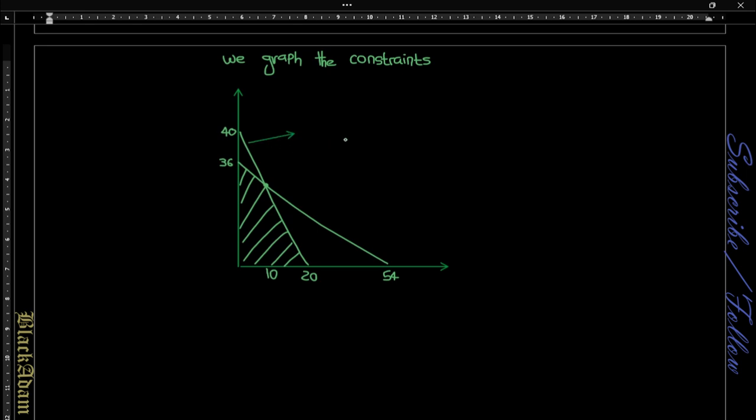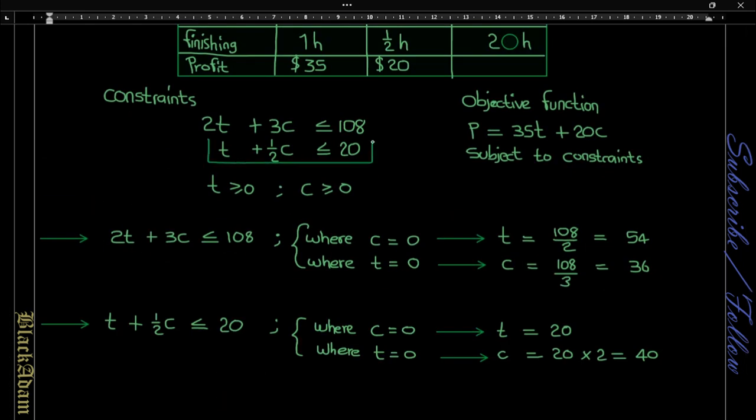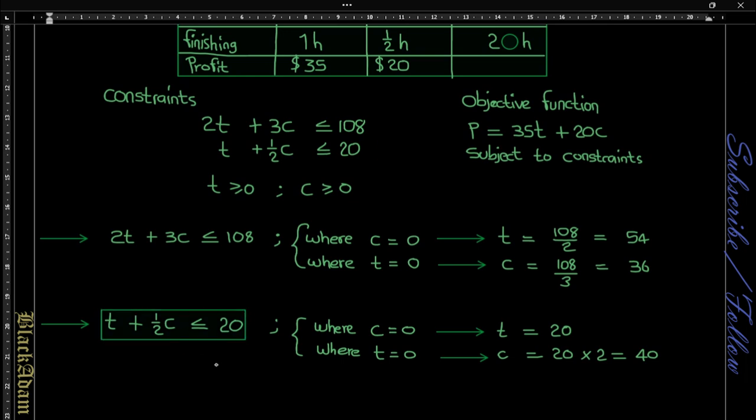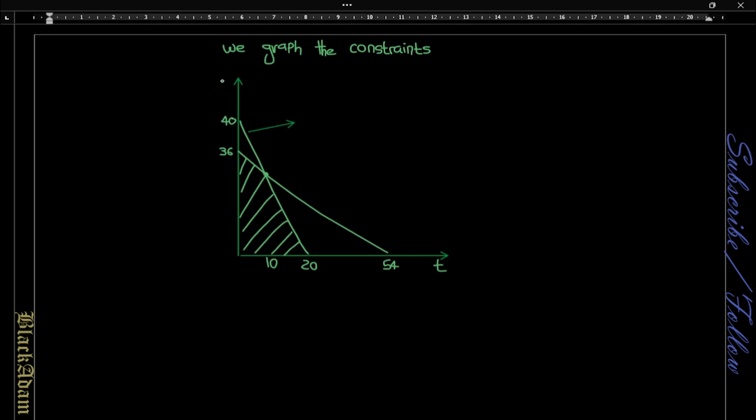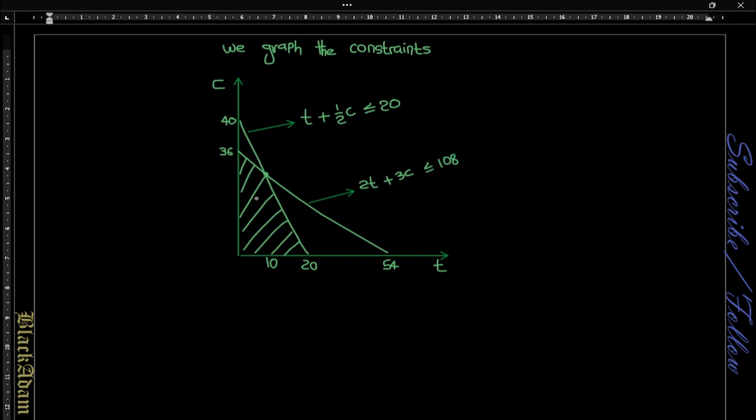Okay, so let's take the equations of the two graphs. We have that one there, t plus half c, which is less than or equal to 20, and then 40. So we have t and c, and t plus half c is less than or equal to 20, and that one there we have 2t plus 3c is less than or equal to 108.